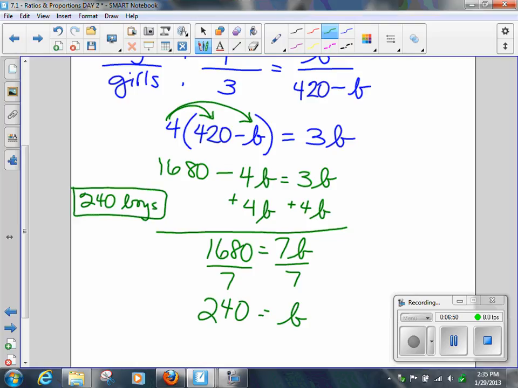Now, what would be an extension of this problem? Find the number of girls. How would you find the number of girls? 420 minus 240, which would be 180? Okay. Right?